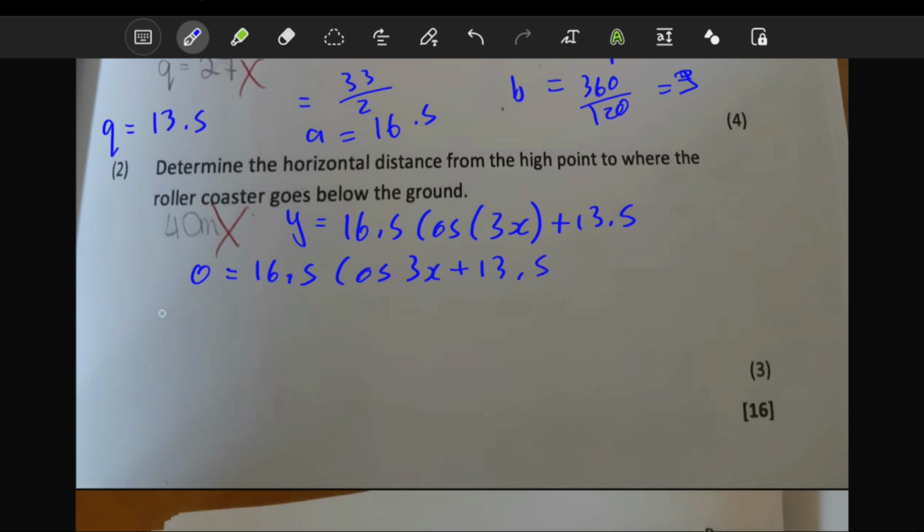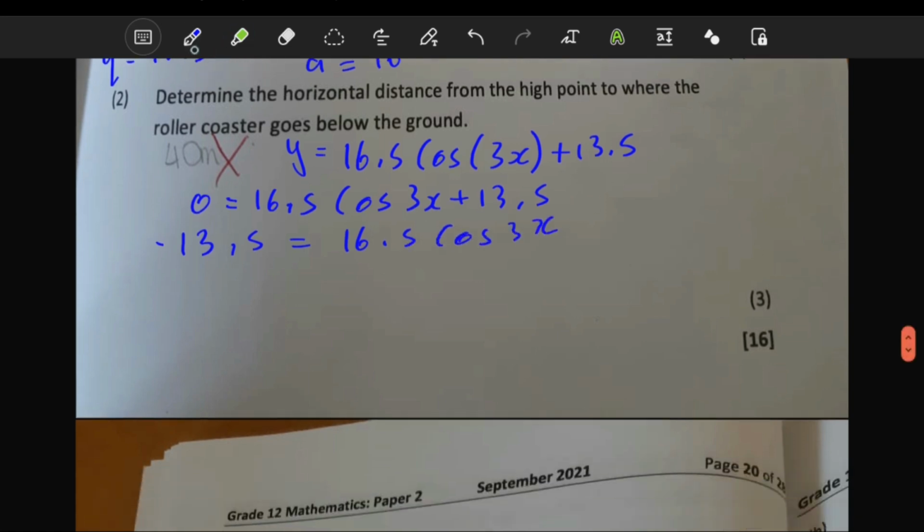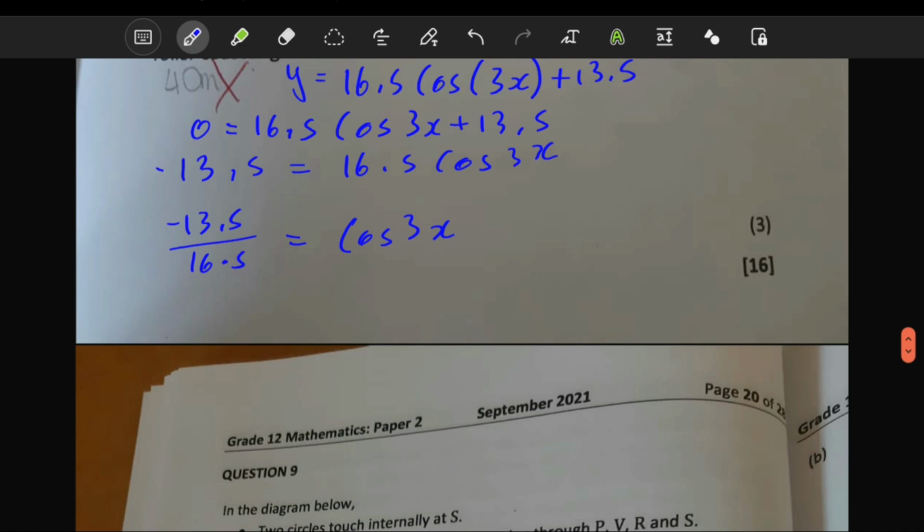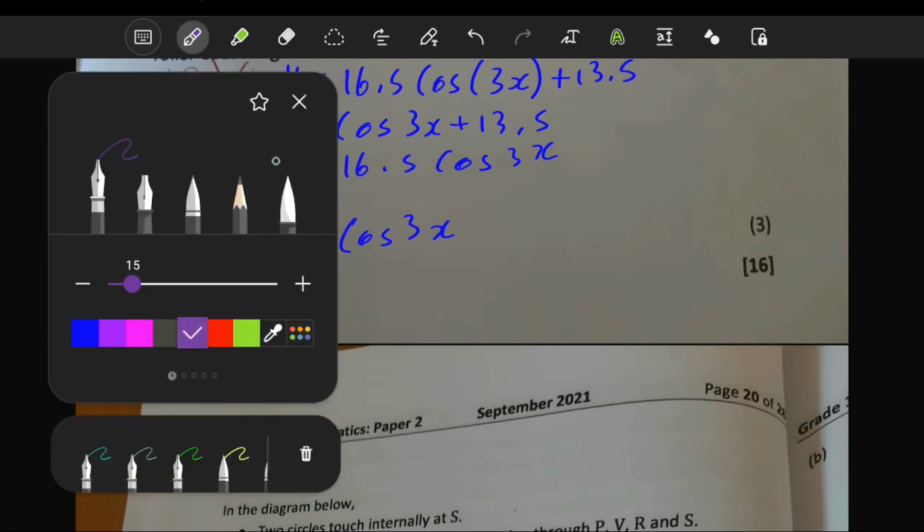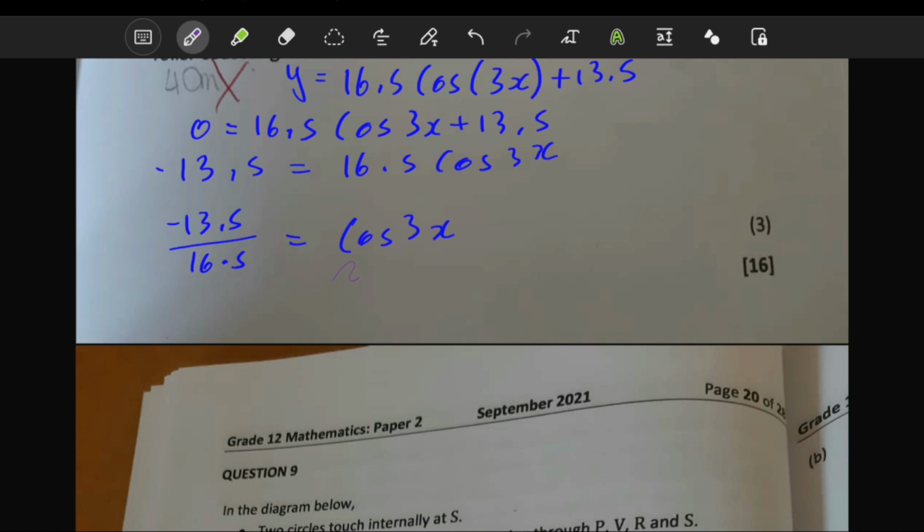Take the 13.5 over. You're going to have negative 13.5 is equal to 16.5 cos 3x. Divide both sides by 16.5. You're going to have negative 13.5 divided by 16.5. This is going to give you cos 3x. Then, shift cos. You have to get a reference angle here. Well, not necessarily a reference angle, you can just do shift cos here, with negative 13.5 over 16.5, and this is going to be equal to 3x.